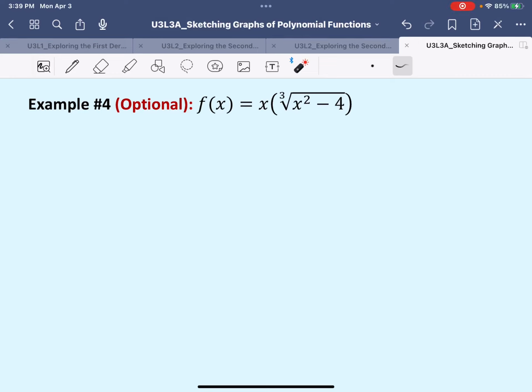In this lesson, we are going over the graphs of polynomial functions. So we're going over the entire curve analysis. And so far, we have looked at examples of polynomial functions. And I decided to make things a little bit more exciting here.